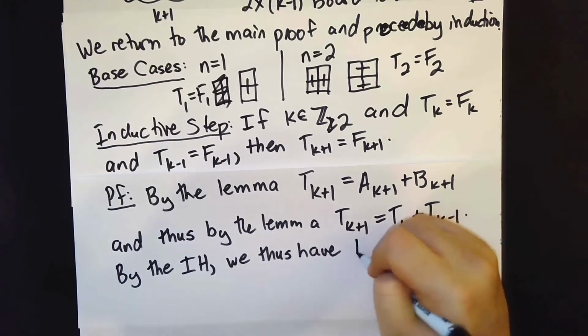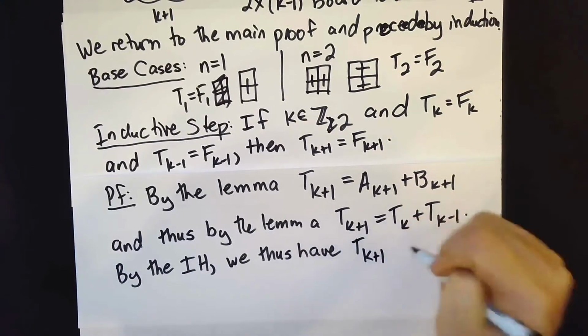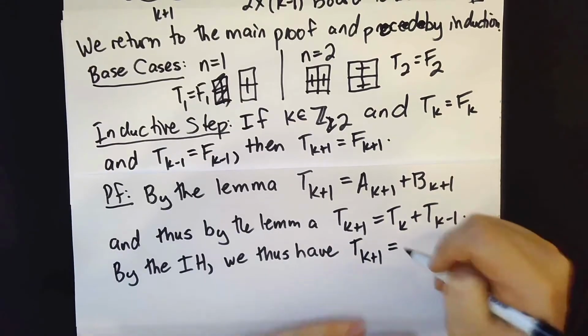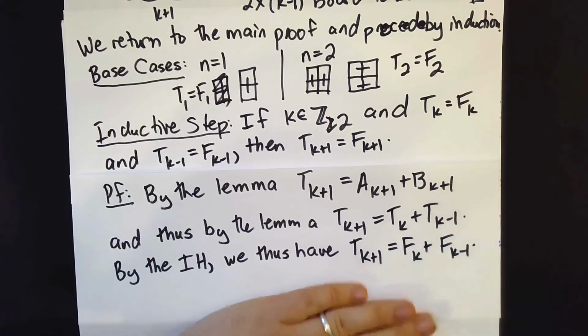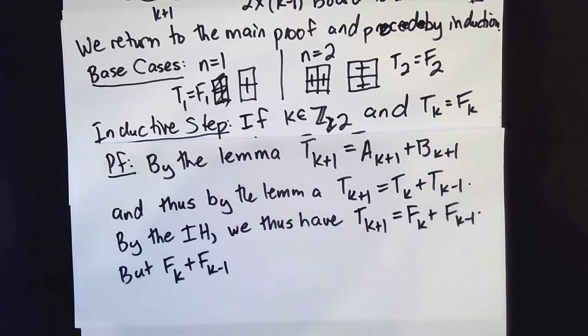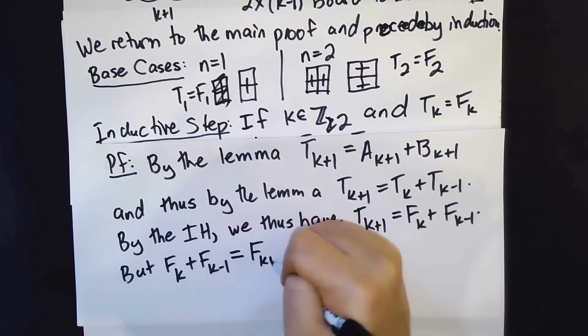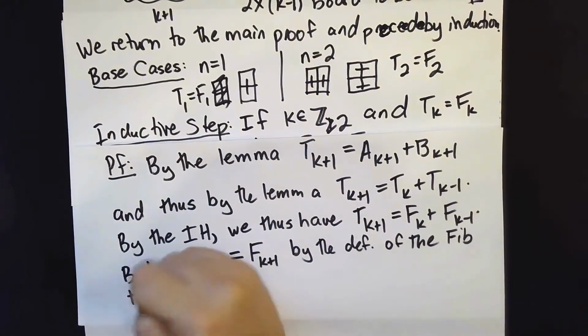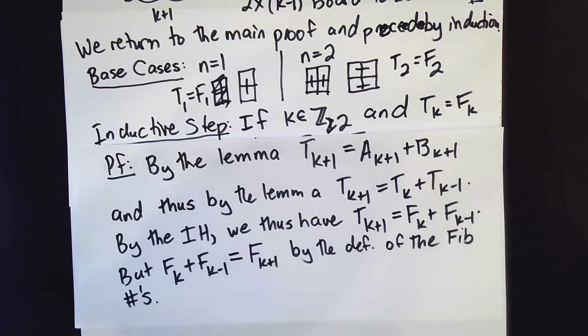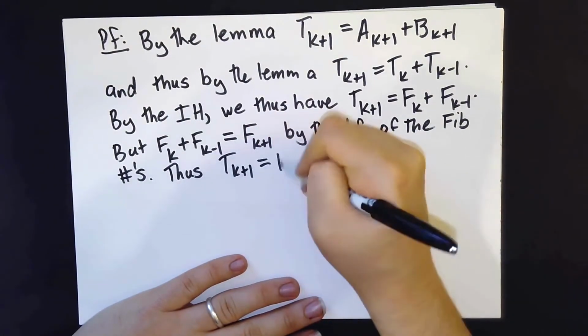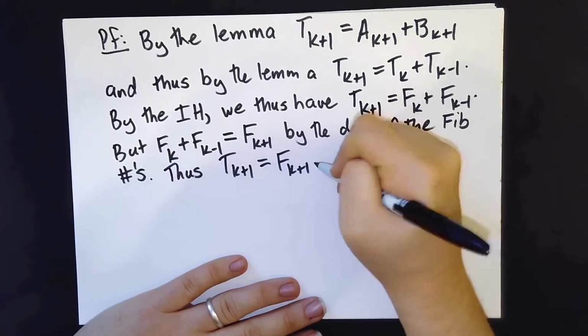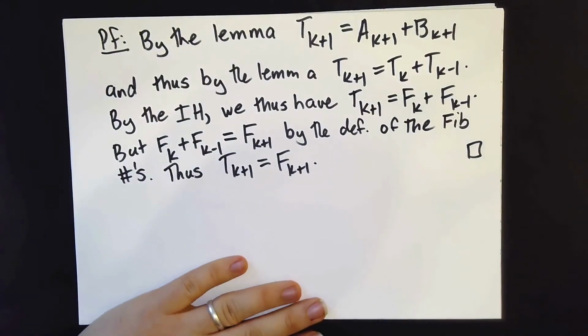So thus, using that inductive hypothesis, we get that t sub k plus 1 is f sub k plus f sub k minus 1. But f sub k plus f sub k minus 1, that's just f sub k plus 1 by the definition of the Fibonacci numbers. And thus, we finally have gotten to t sub k plus 1 is equal to f sub k plus 1, and so that means we're done with the proof.